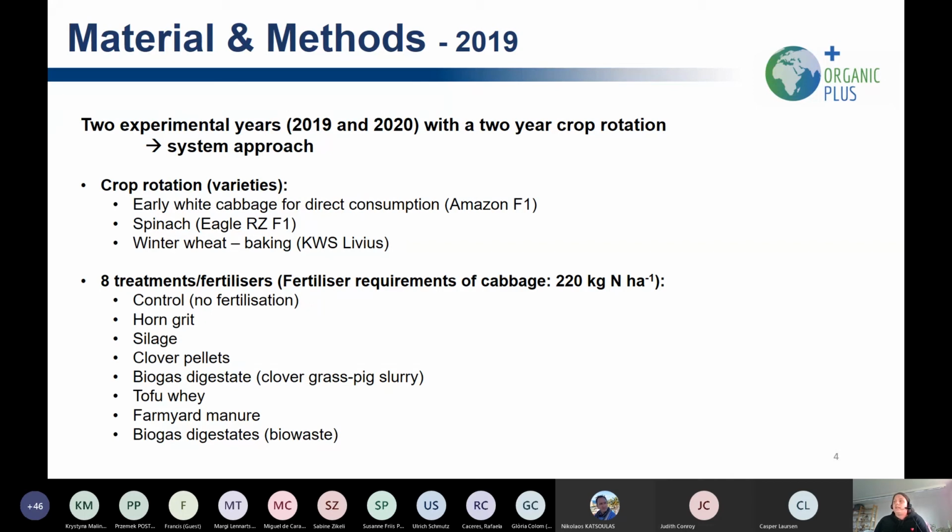Our crop rotation has an early white cabbage for direct consumption. After that, we have a spinach, and then following, a winter wheat for baking purposes. In total, we have 8 treatments, that means fertilizers, and the fertilization was based on the requirements of the cabbage. That means that based on the mineral N content, we supplied 220 kilogram N per hectare. The treatments are: a control with no fertilization, then Horngrid, more or less a second control treatment here. Then we have silage, clover pellets, biogas digestates from clover grass and pig slurry, tofu whey, farmyard manure, and biogas digestates of the bio-waste.